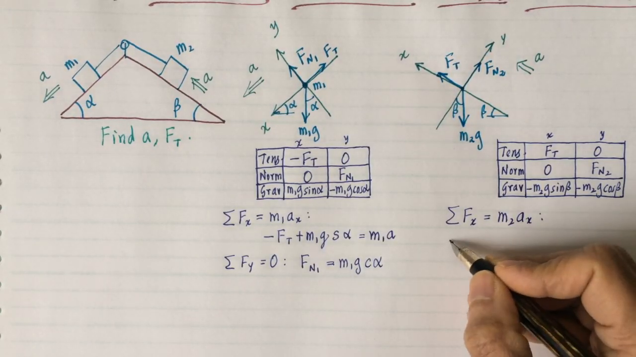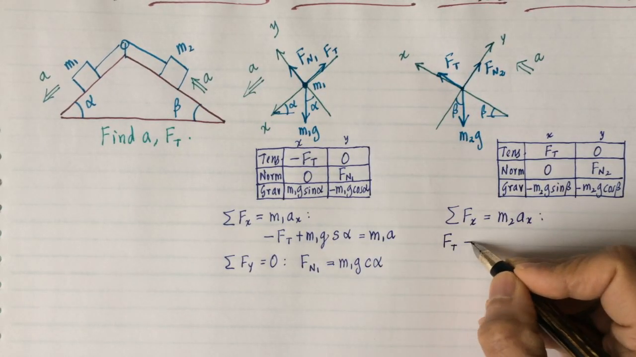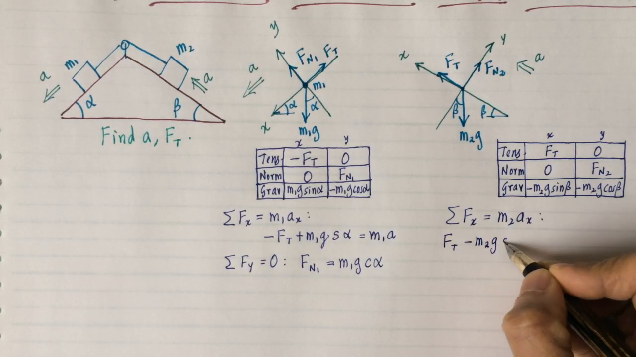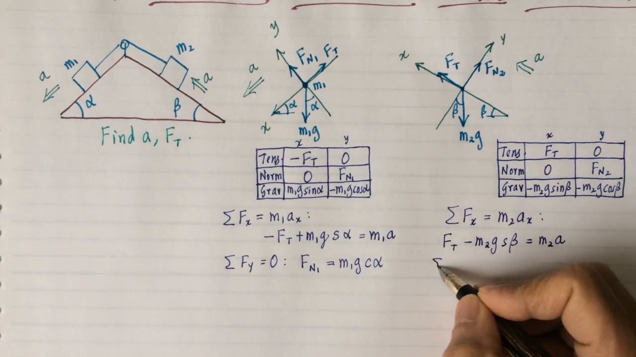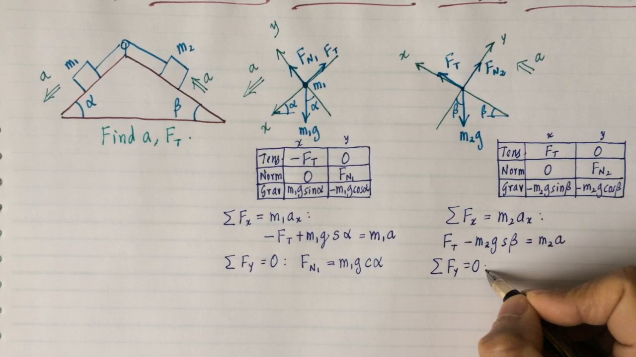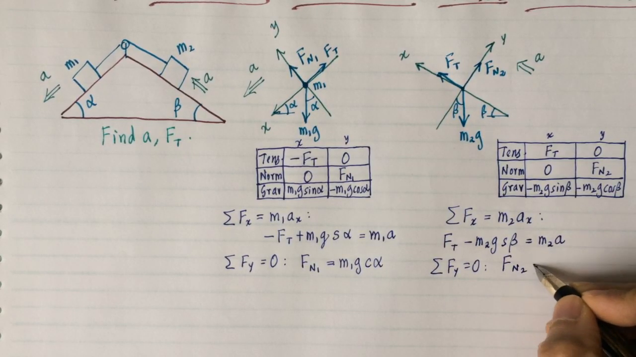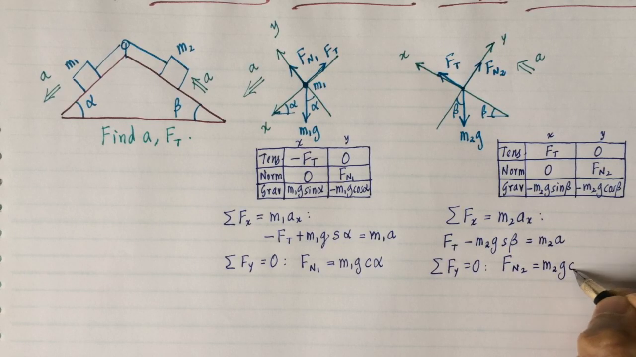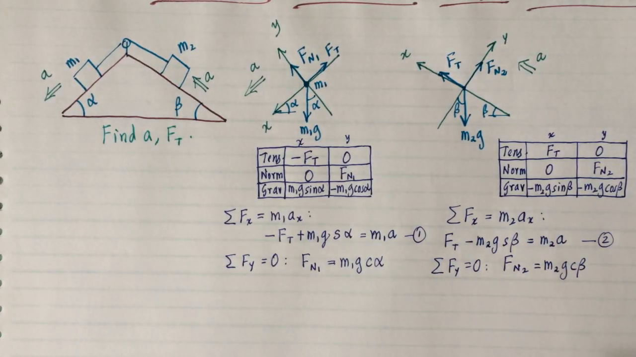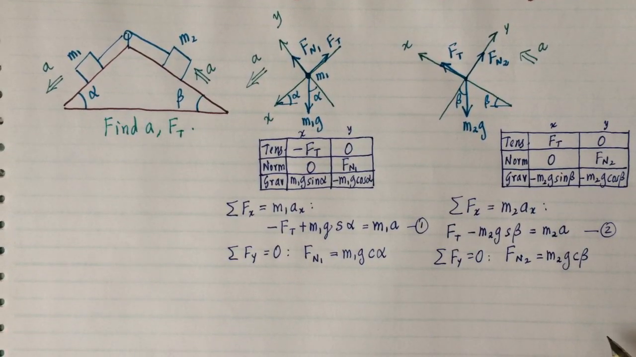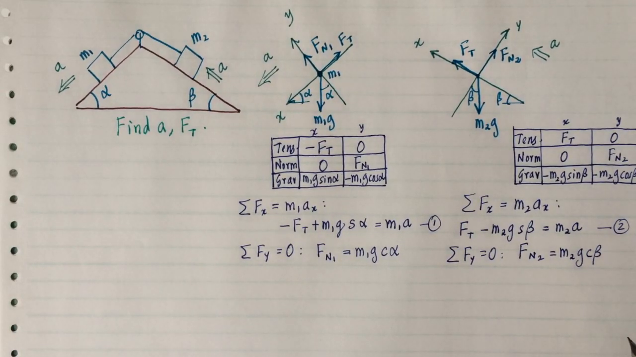I get Ft minus m2g sine beta equals m2a, and then for the y direction I simply get the statement that the normal force is m2g cosine beta. So the equations look extremely symmetrical, as they should. Equations 1 and 2 have to be solved simultaneously to find our items of interest, which are a and Ft. Now the easy thing to do is to find the acceleration.